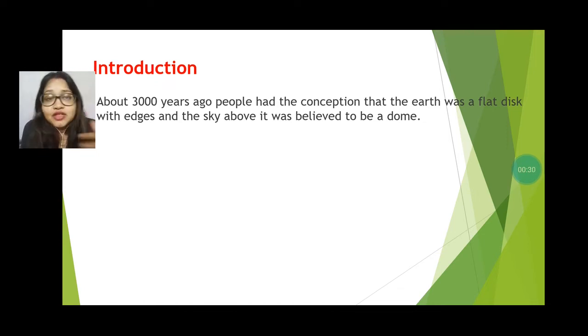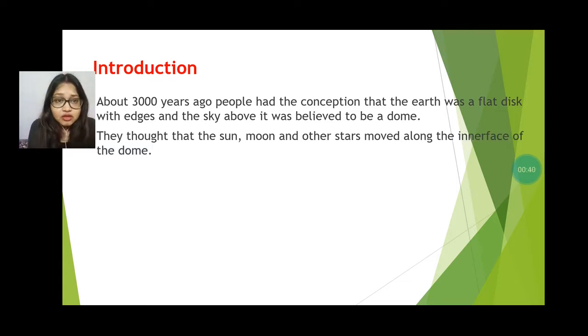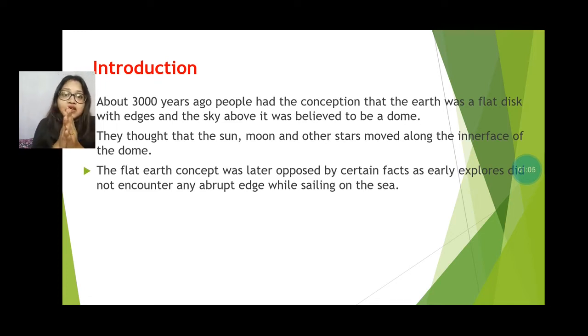Okay, the primitive people of 3000 years back thought that the Earth is flat in shape. Because they saw the sky from above just touching the surface, they believed the Earth was kind of a dome. They also thought the sun, moon and the other stars moved along this dome, rotating around them.